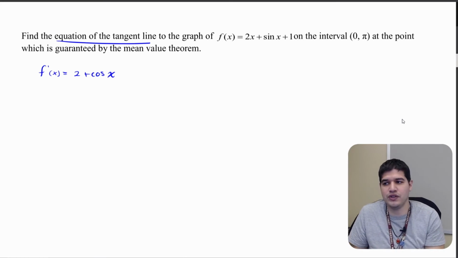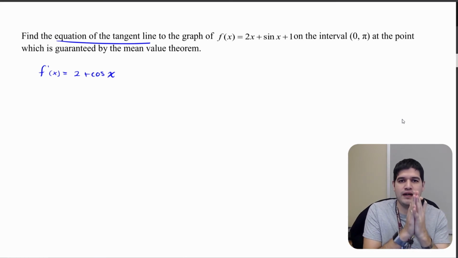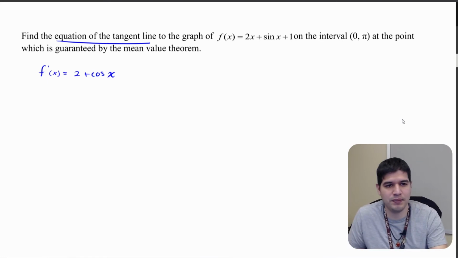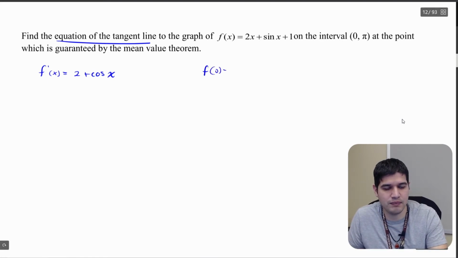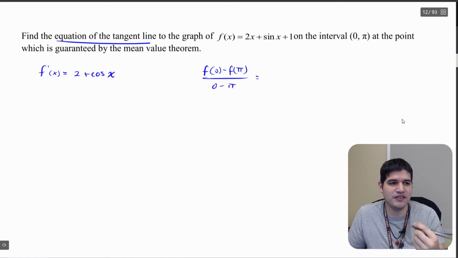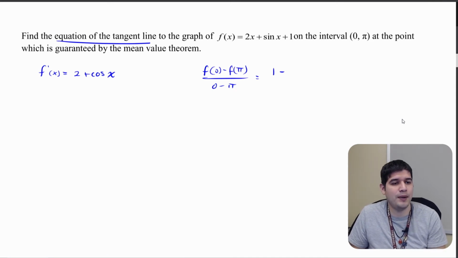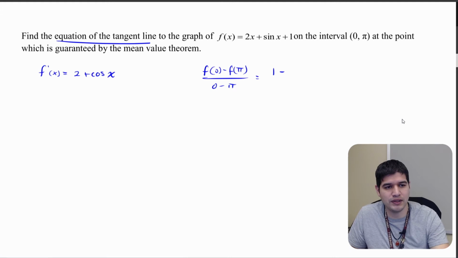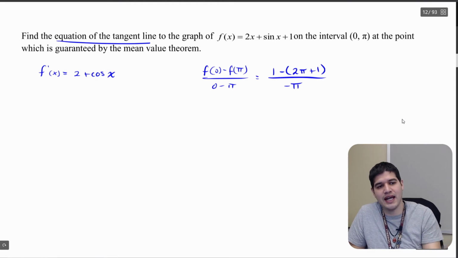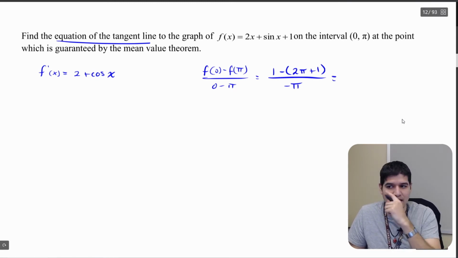So what's the next thing that we do with this? Well, you need to find the average rate of change on 0 to pi. So that's going to be f of 0 minus f of pi over 0 minus pi. And so f of 0, I'm going to get 2 times 0 plus sine of 0, sine of 0 is 0, plus 1, I'm going to get 1, minus f of pi, so that's 2 pi, so let me put that in parentheses, 2 pi plus sine of pi, which is 0, plus 1, so plus 1, so 2 pi plus 1, over negative pi. So if I distribute that negative in the numerator there, I'm going to get negative 2 pi minus 1.